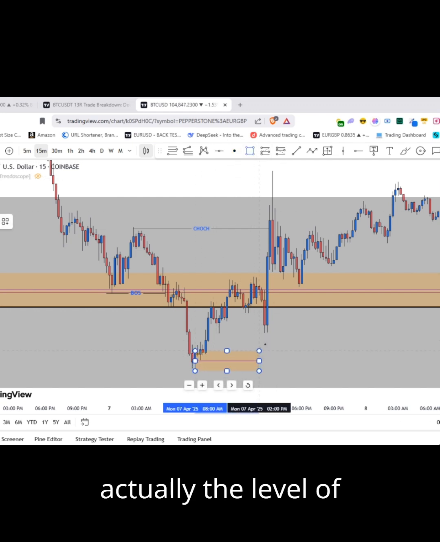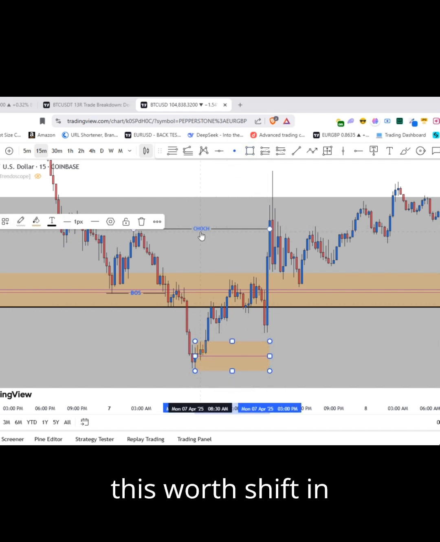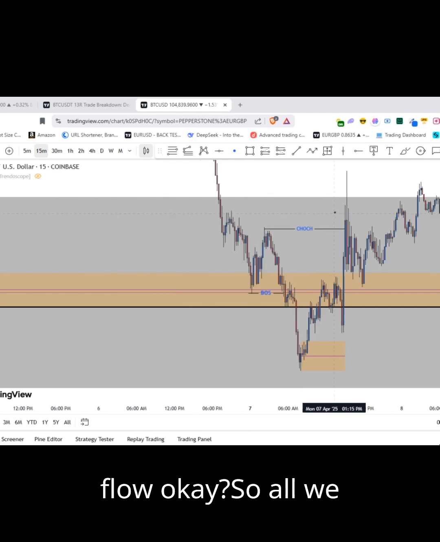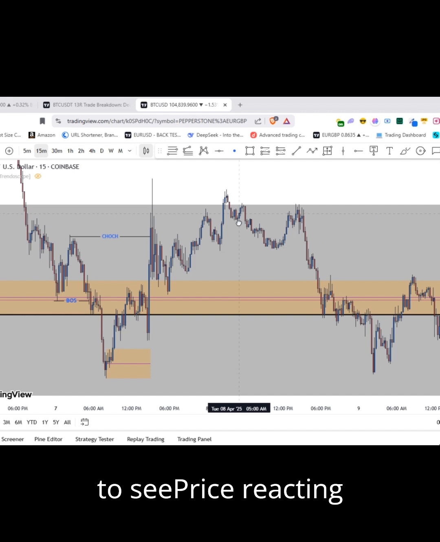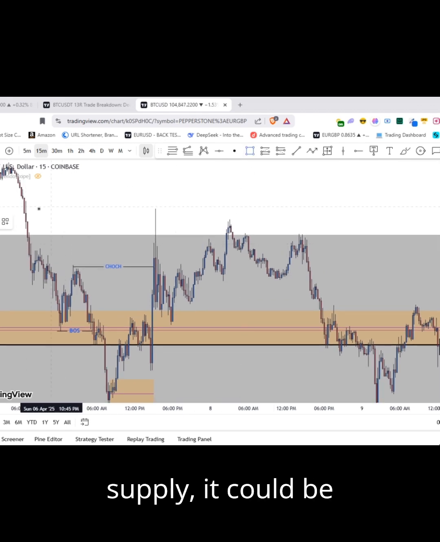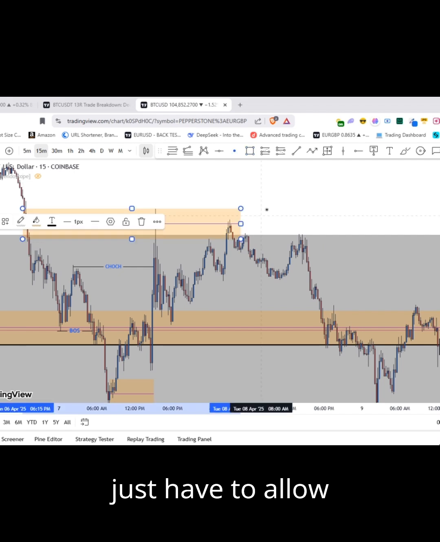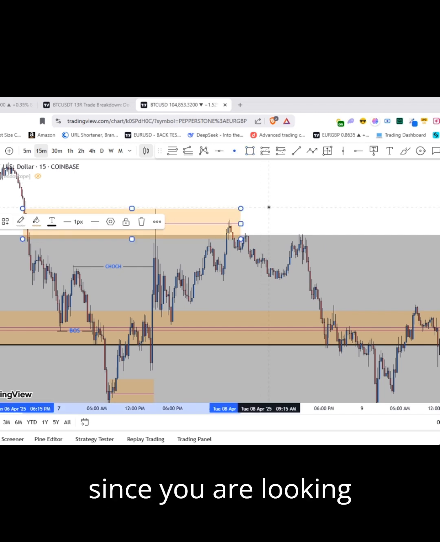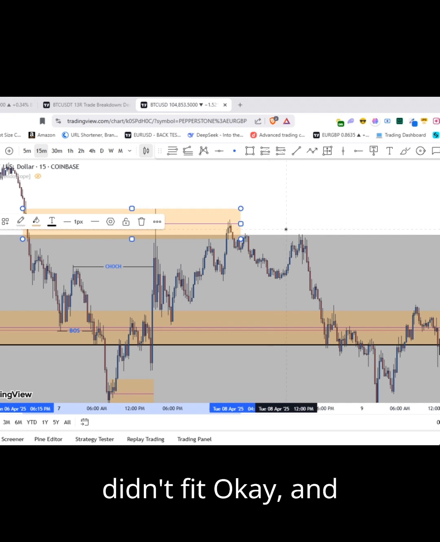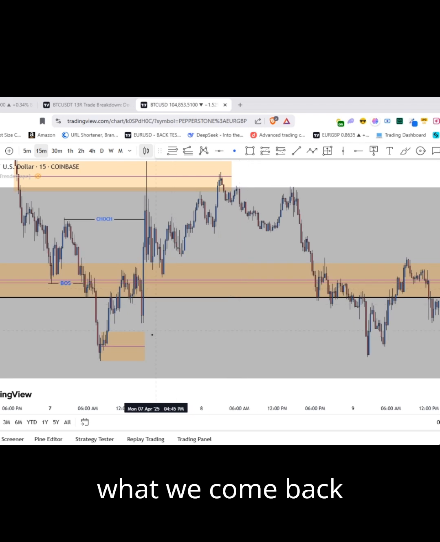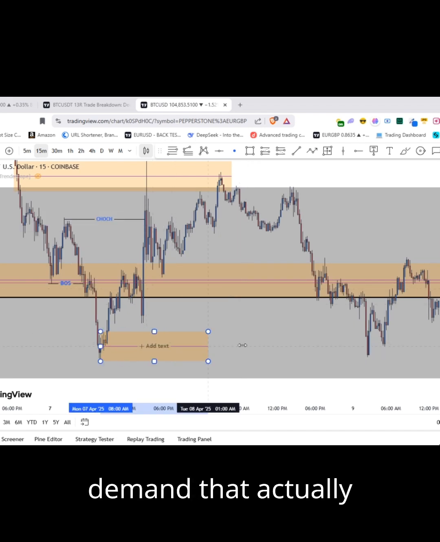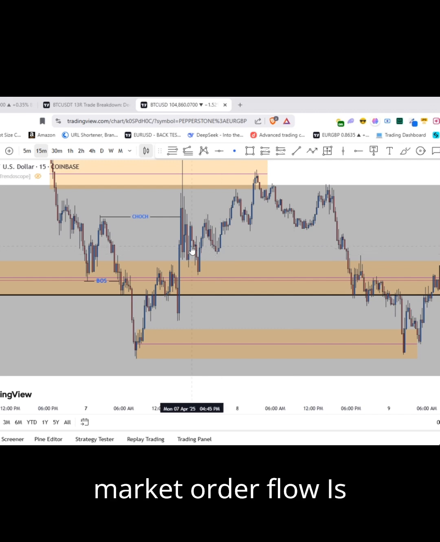And this is actually the level of supply that caused this shift in market order flow, okay? So all we have to wait for is to see price reacting from a level of supply. It could be anywhere. That is why we don't predict. We just have to allow price to react from any level of supply. Since you are looking to buy, we allow price to react from any level of supply as it deems fit, okay? And then price will come back into this level of demand that actually caused that shift in market order flow. Is it making sense? Is it reasonable? Is it logical? It's logical, right? It's making sense, okay?